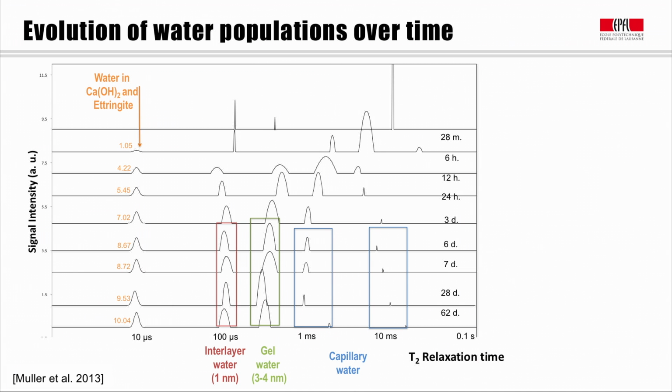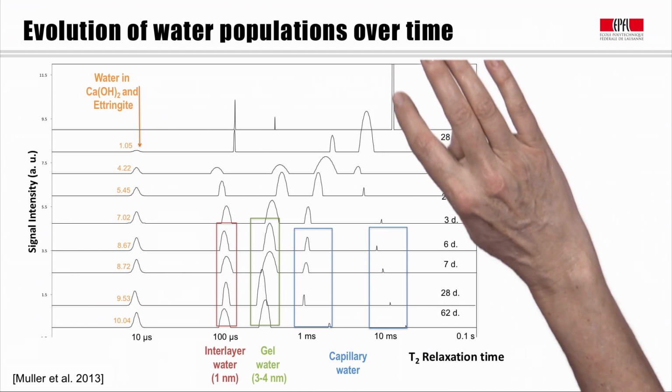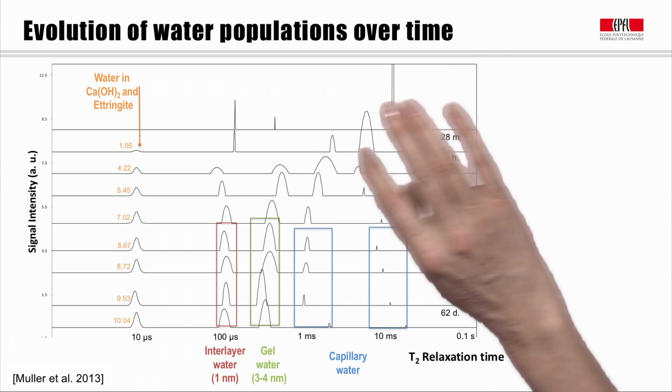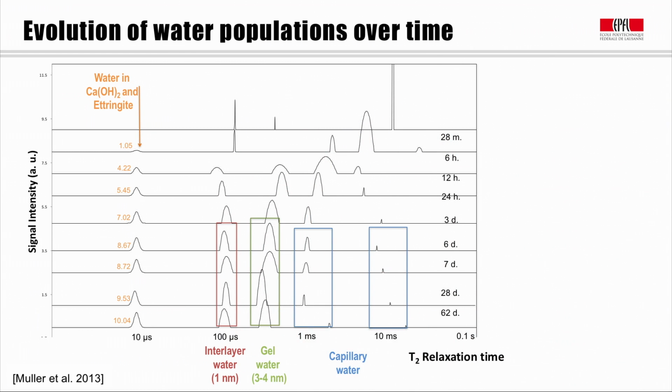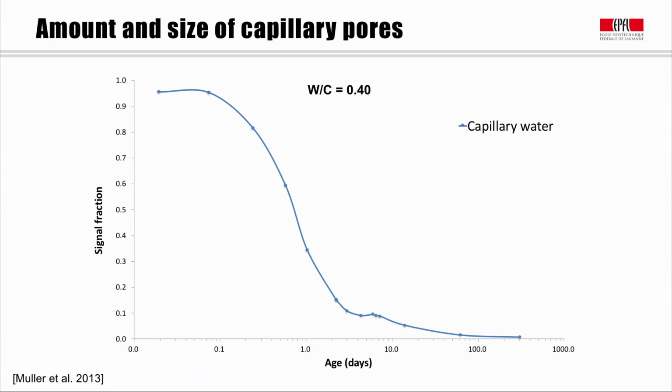So going back to the beginning, we can see at the beginning we start with just capillary water, then we start to form CSH, and then finally the gel pores. And at the end, in these experiments, which are done with sealed paste, we have very little capillary water. So we can look in more detail at how those populations evolve over time in terms of their amount and also in terms of their size.